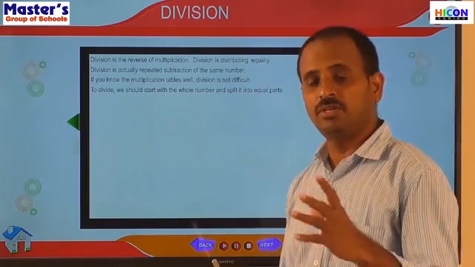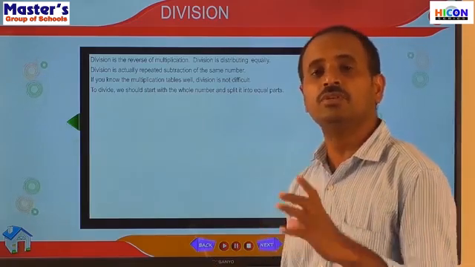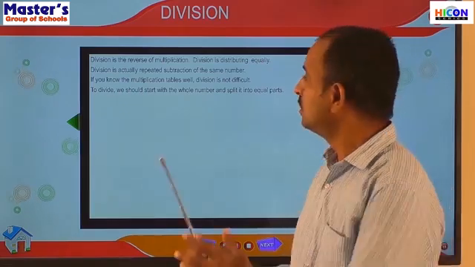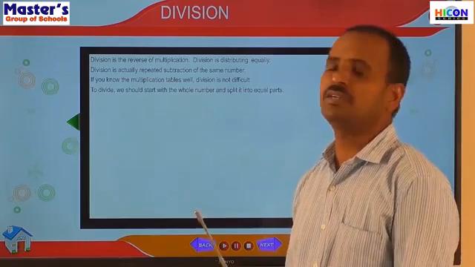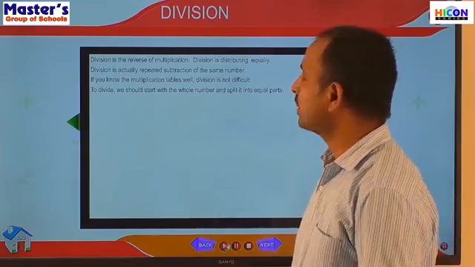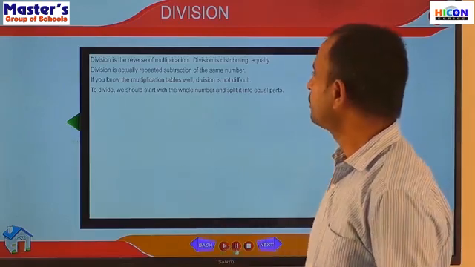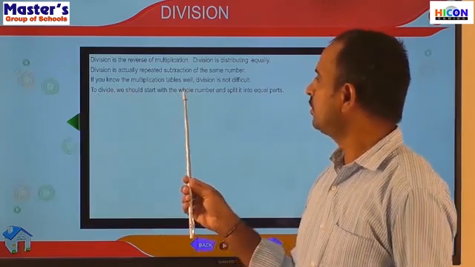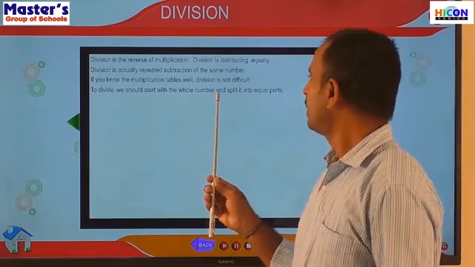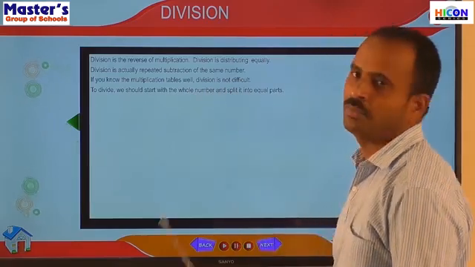First, read those tables thoroughly and learn them by heart. Then these divisions will become very easy, and they will not be difficult if you know the tables very well. And next, to divide, we should start with the whole number and split it into equal parts.